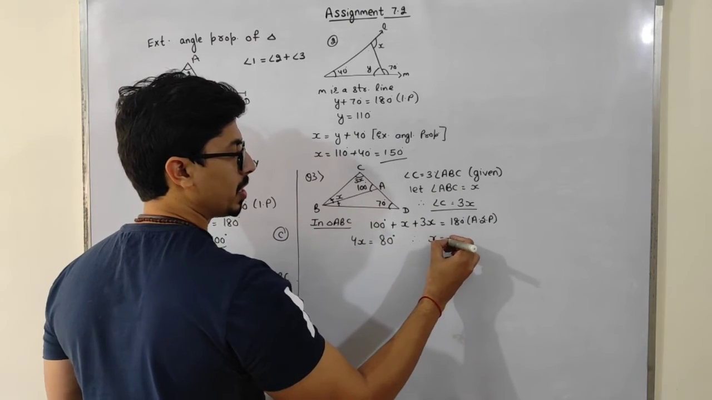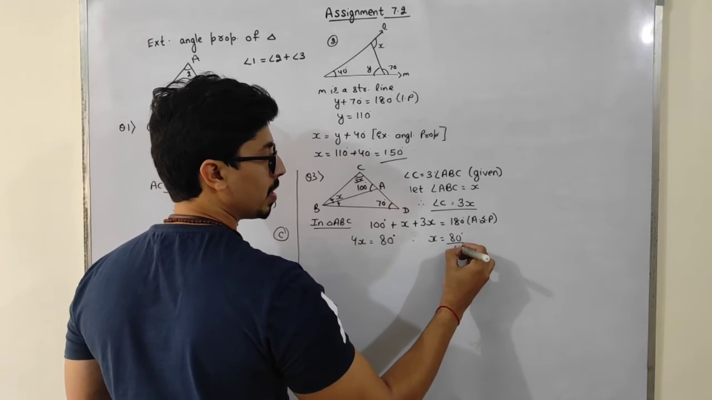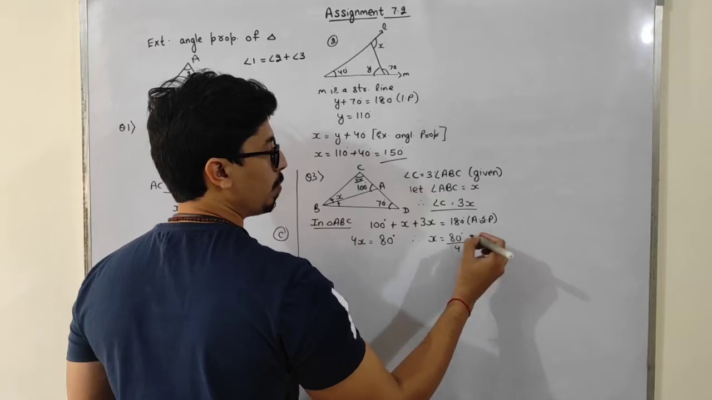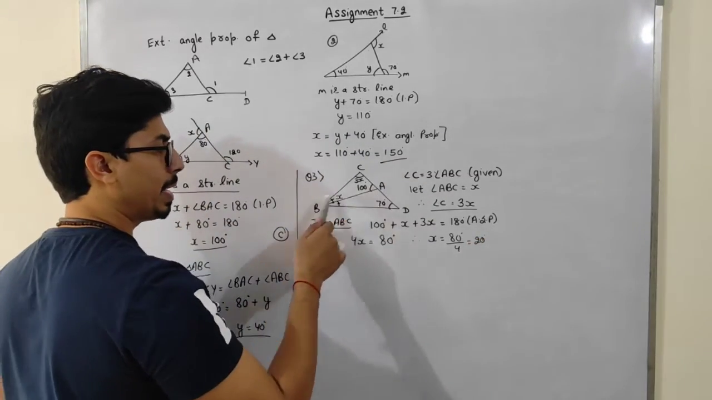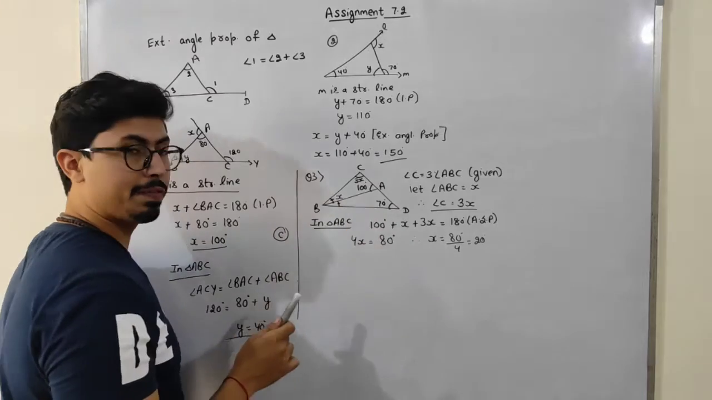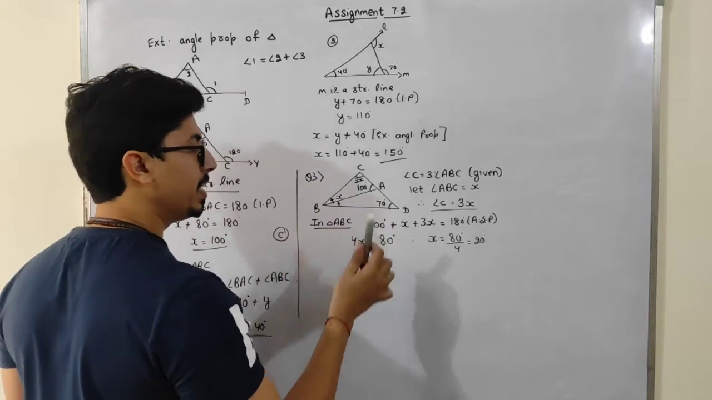Therefore, x is how much? 4 is in multiplication, when it goes there, it will be in division. So this is 20 degrees. So the value of x is 20 degrees now. And what we have to do, students, we have to find out ABC, that is 20 degrees, that we have found out. Now we have to find out ABD.